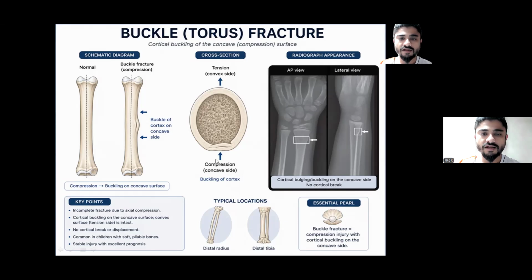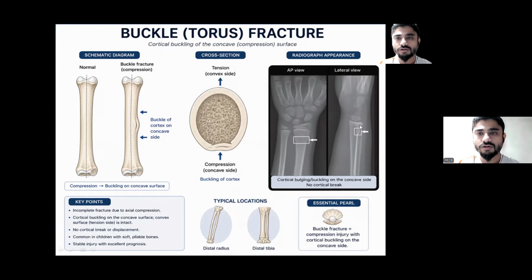So on the concave side, if you apply pressure, you will see buckling of the cortex. On the convex side, you will not see any cortical break or any cortical buckling. It is most commonly seen at the distal ends of radius and ulna, where there is a concave side; when you apply pressure over there, you'll see slight buckling deformity.